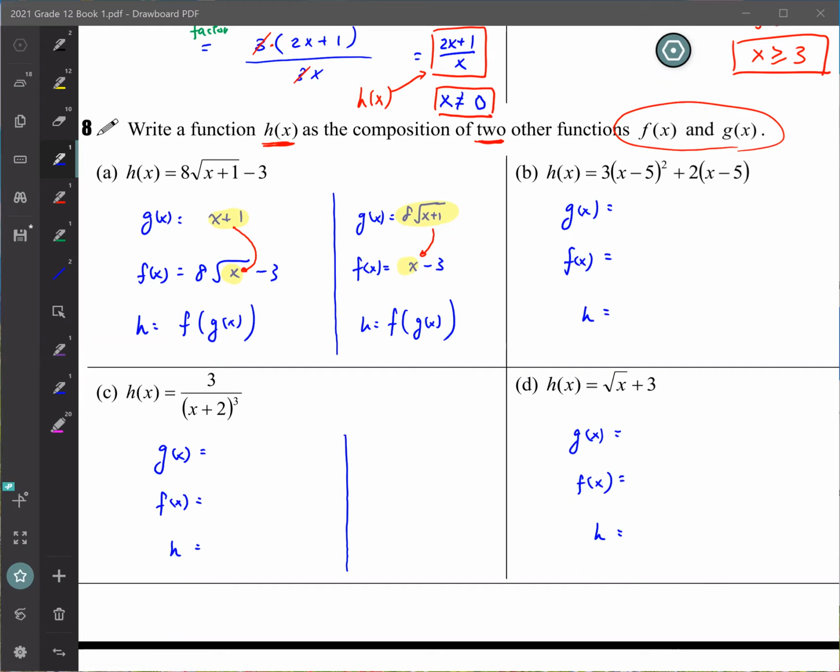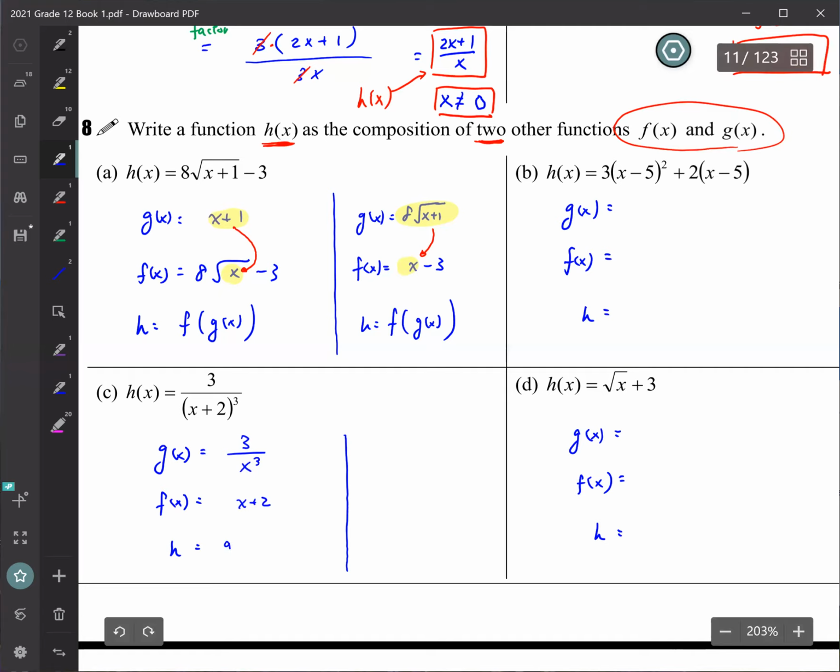All right, Susan. Can you tell me your option for C? G of x is 3 over x cubed. Okay. F of x? X plus 2. Which one's inside? F of x is inside. Okay, so we have to flip it. So g of f. Make sure you also write the third part.